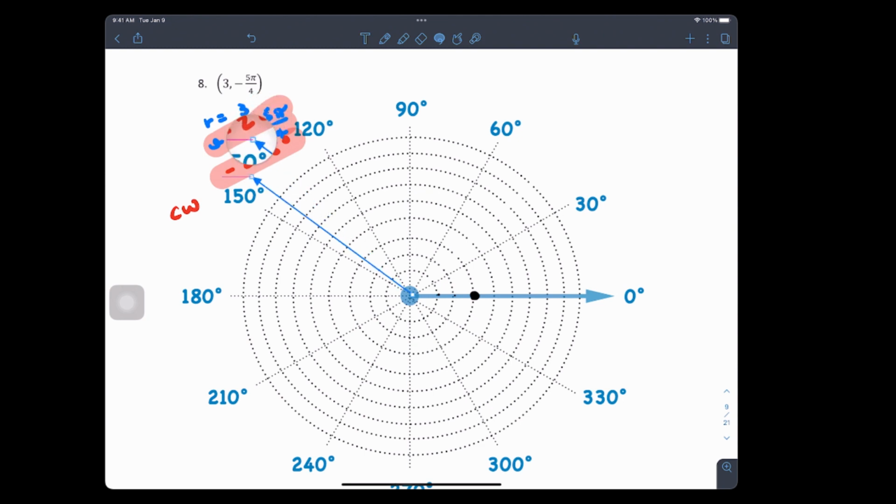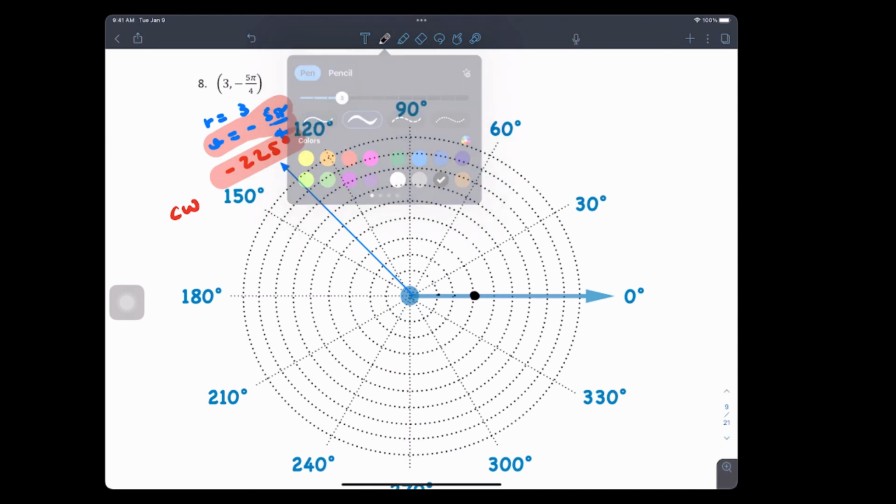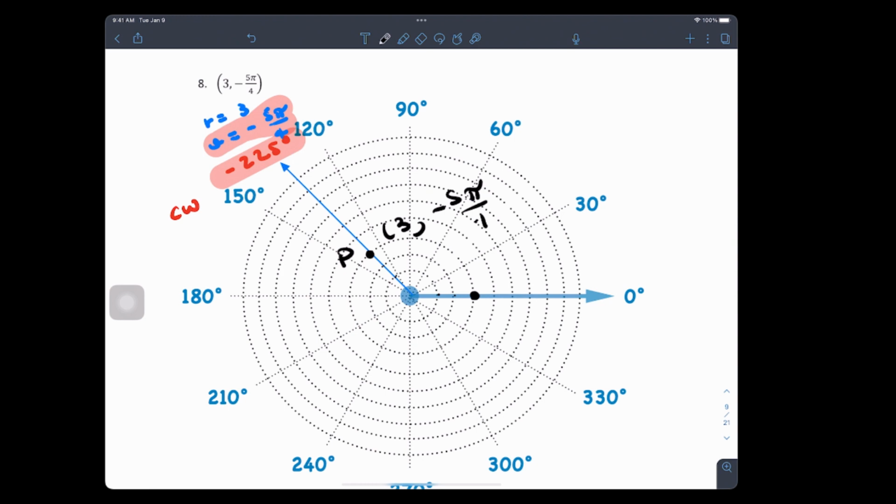Is that true? Because negative what? Negative 180, and this is going to be a negative 60. That's going to be too much. That's 240, so halfway again. So good, there's a location. But the radius was what? 3. So we have to go 1, 2, what? 3. So here's the point P, 3 comma negative 5 pi over 4.